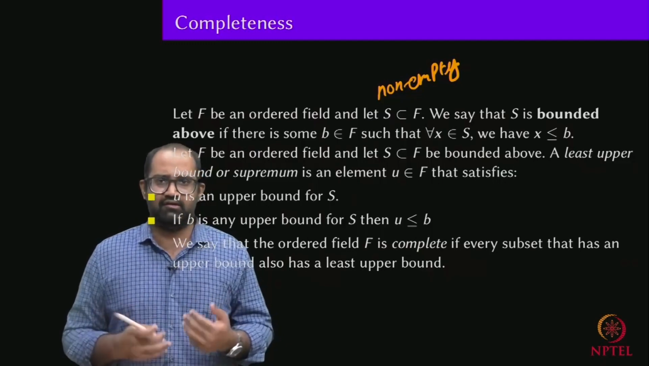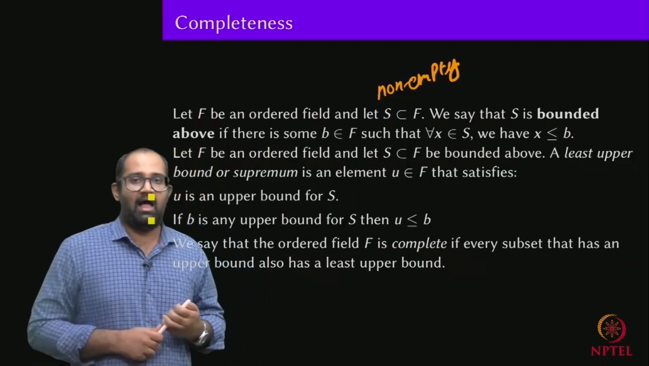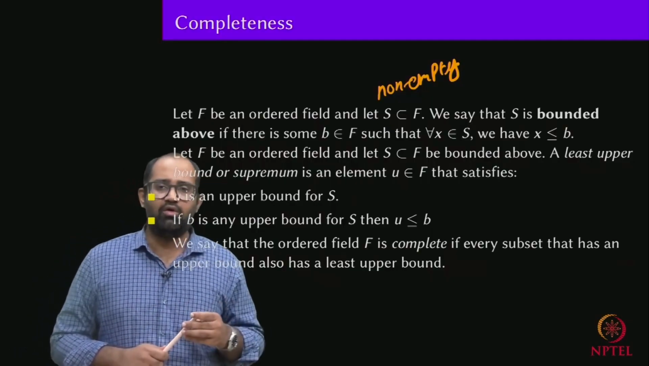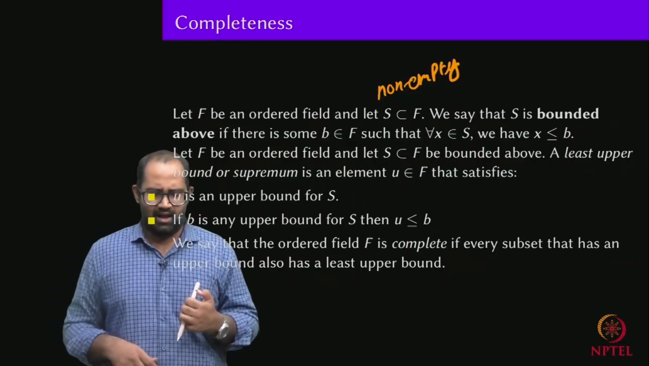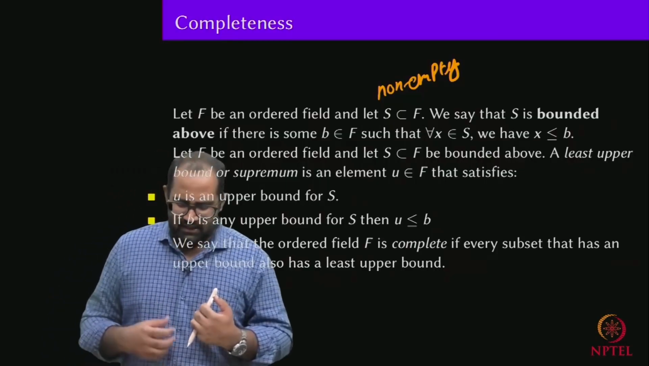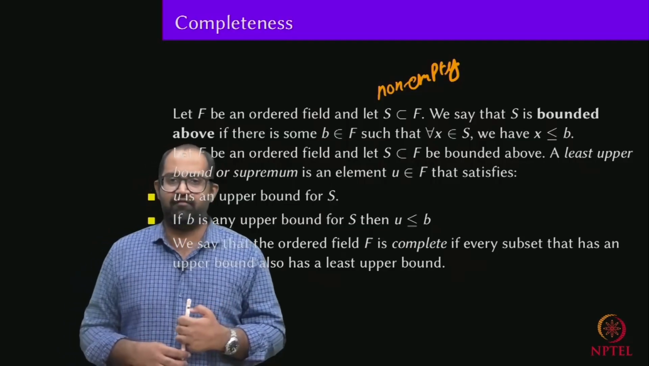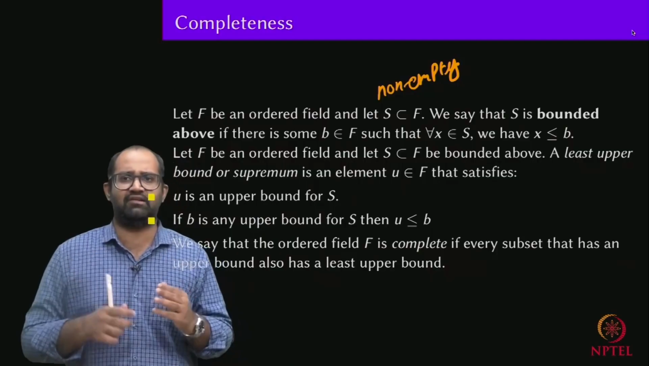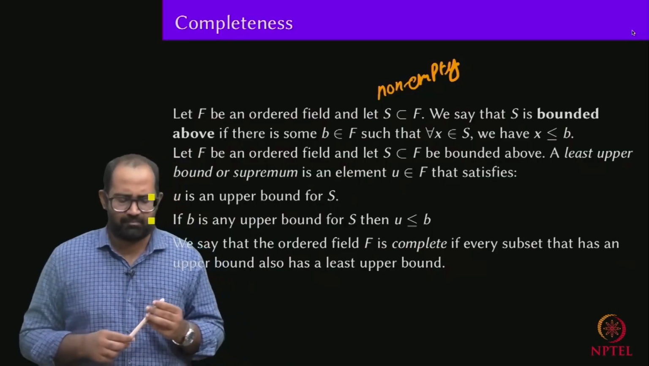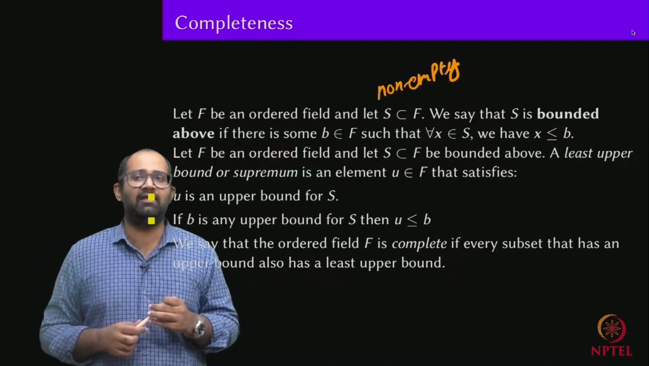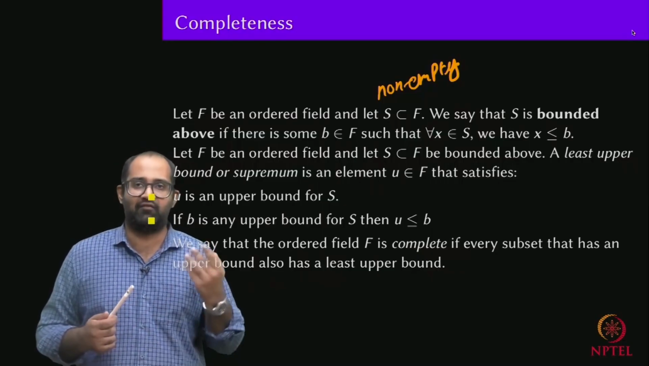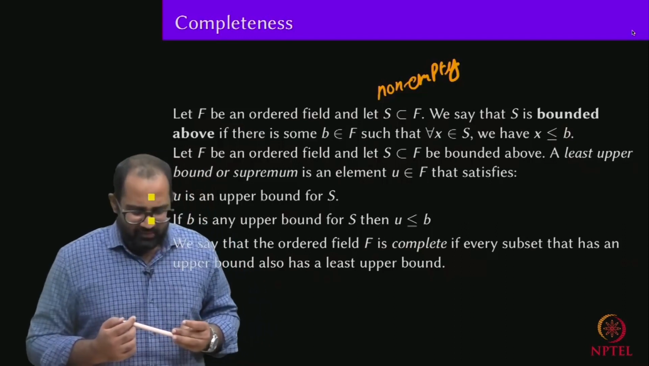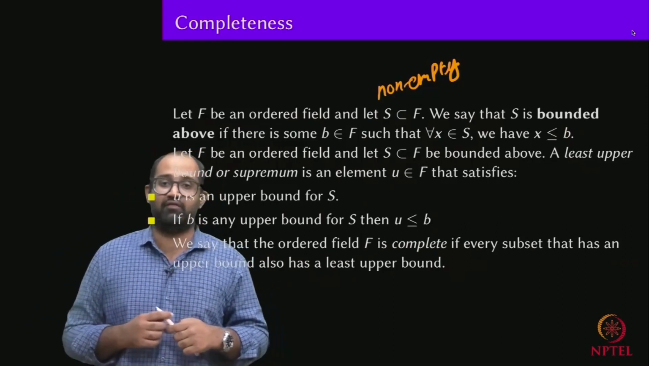So, if you are seeing this for the first time, I am fairly certain you are puzzled. We talked about holes and plugging in the holes, and now I give you a property about bounded sets in an ordered field. I say that the field is complete if every subset that has an upper bound also has a least upper bound. It seems that there is no relationship between what we want and what I have given you. Well, this is always the case in mathematics that is at least 150 years old.